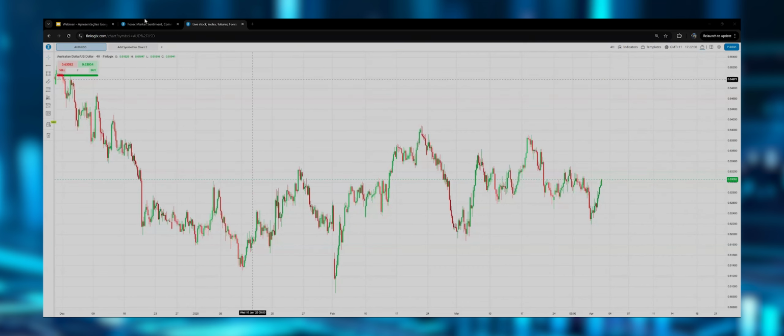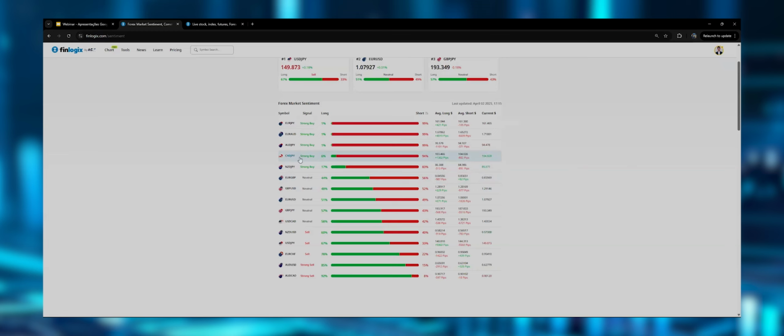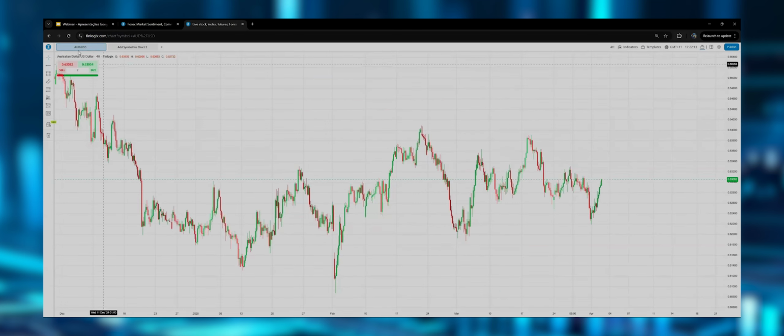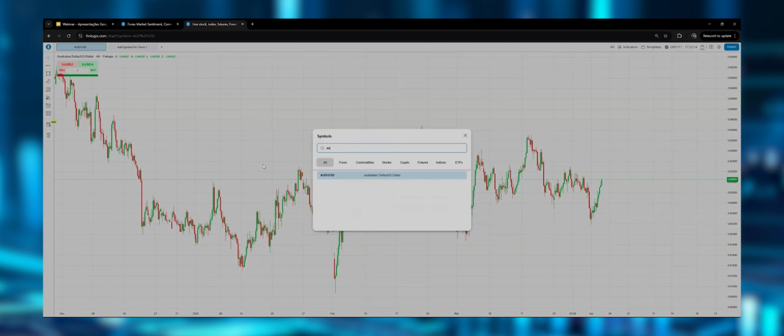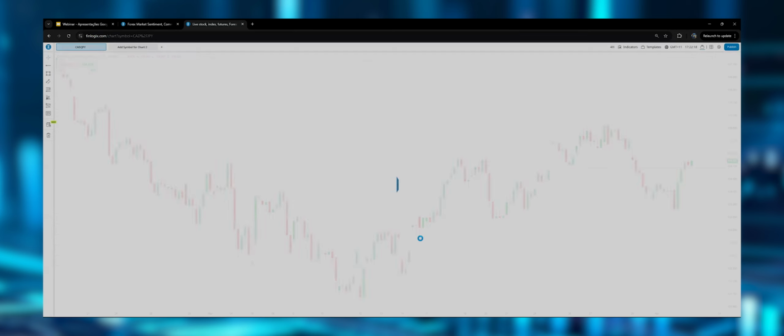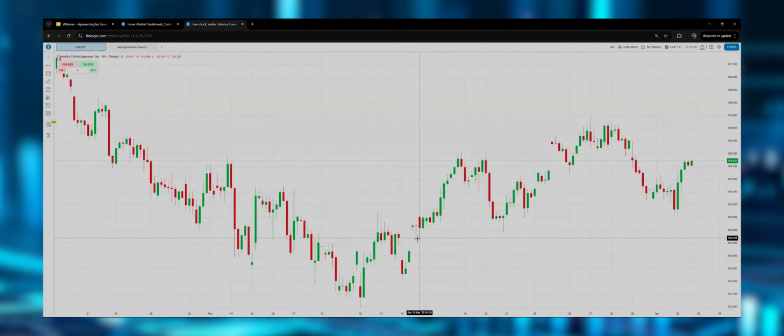Cool. All right. Next one would be CAD Japanese yen. Aussie Japanese yen, I'm not going to trade just because of the Japanese yen. The CAD JPY, again, there's the Japanese yen. The main reason why I don't want to trade Japanese yen, guys, is just because it's been very risky. It's a very risky market.